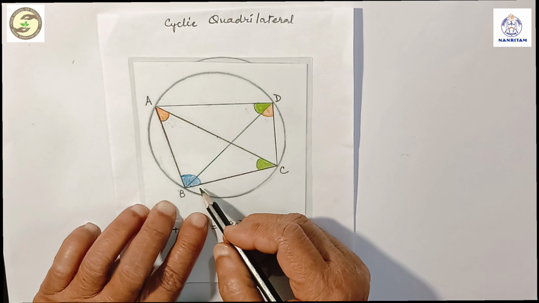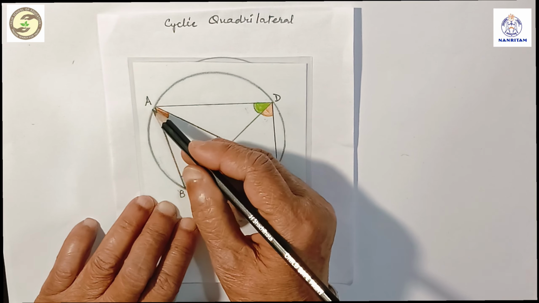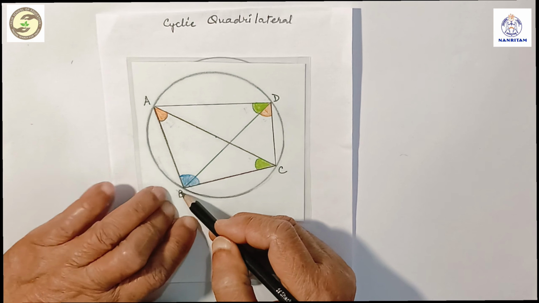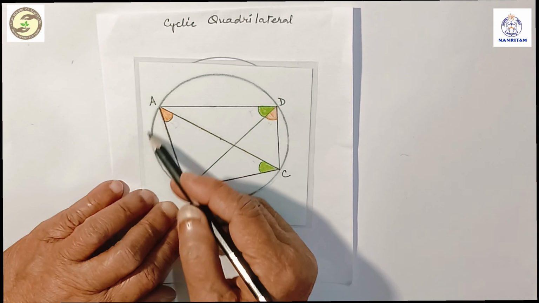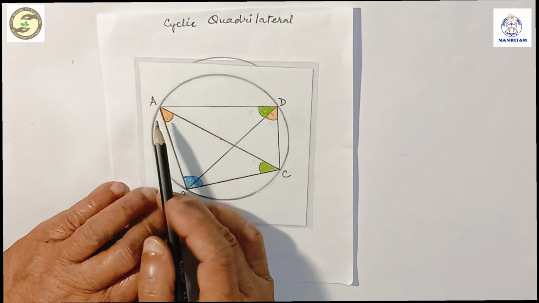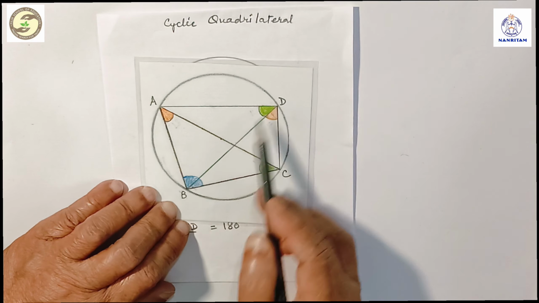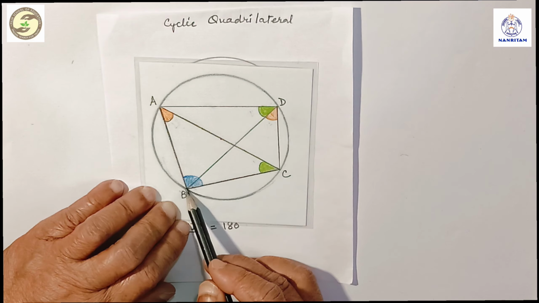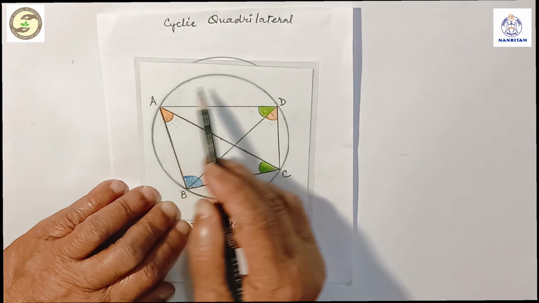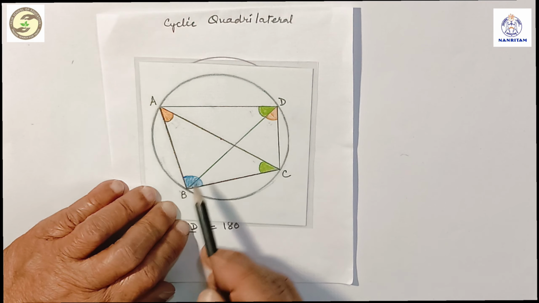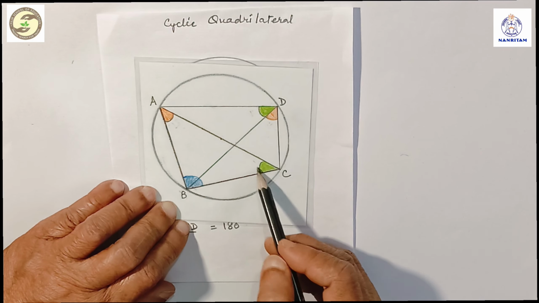Next, we consider this chord AB. If we consider this chord and this minor arc AB, then it has subtended an angle ADB and another angle ACB in the opposite segment. So these two angles are equal.